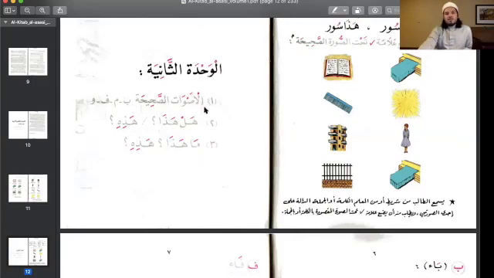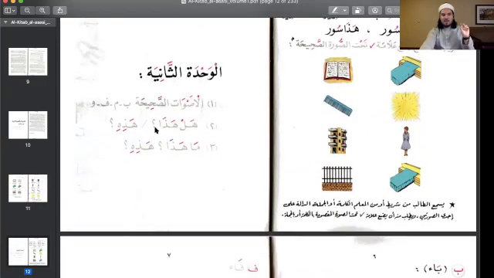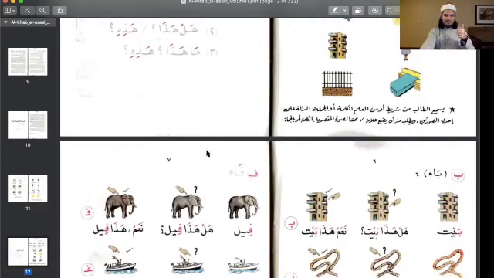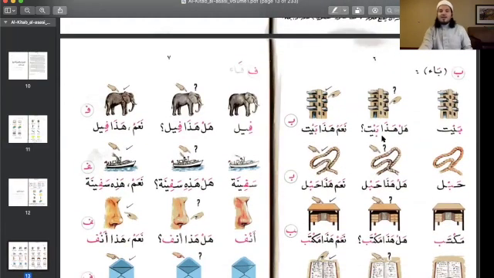All right, so the first goal here is الأصوات الصحيحة: ba, mim, fa, waw. The second goal, هل هذا or هل هذه. So we're going to start learning the هل هذا sentence structure. And the third one, ما هذا وما هذه. تمام? Yes. تمام. All right. Good.